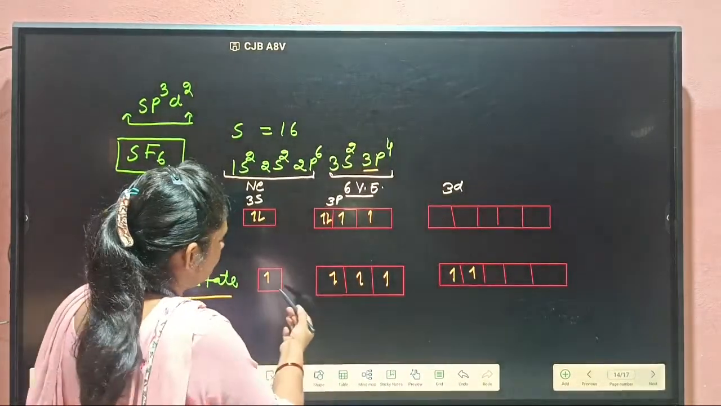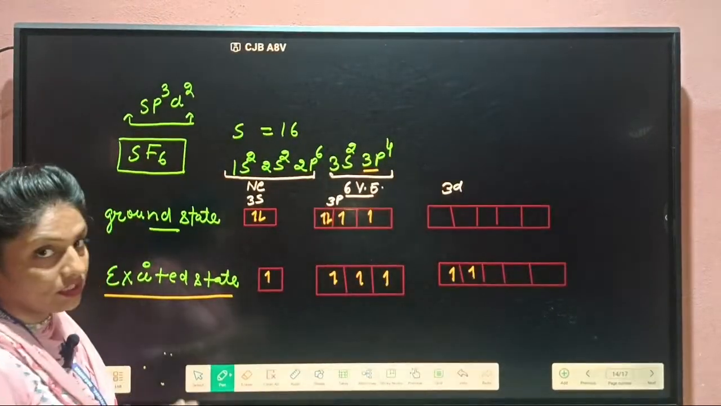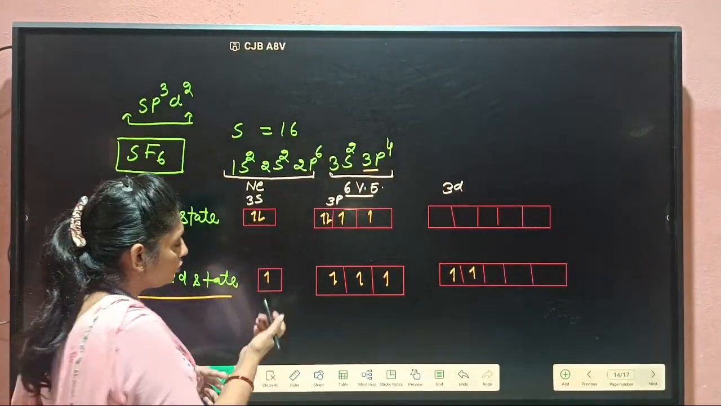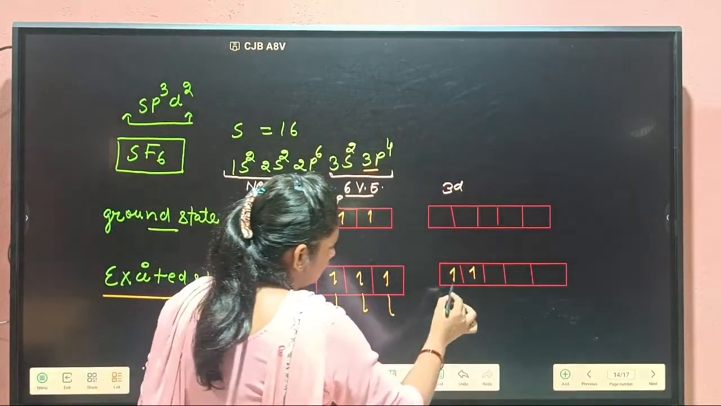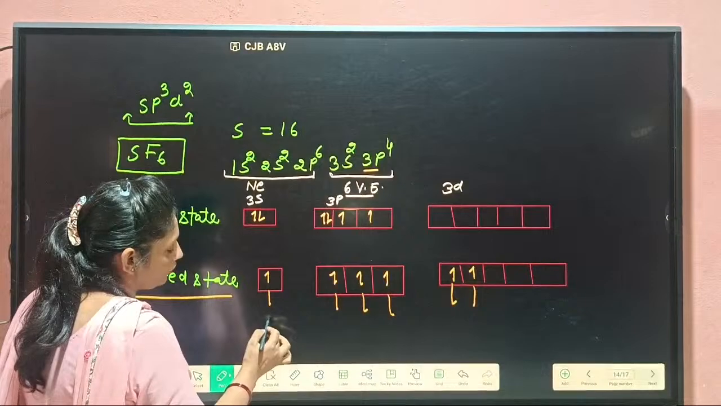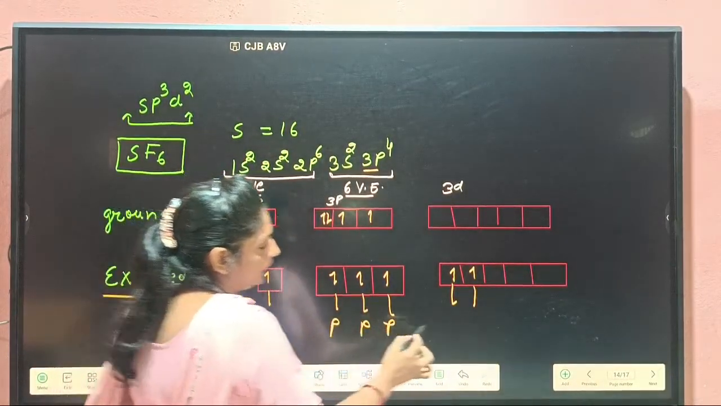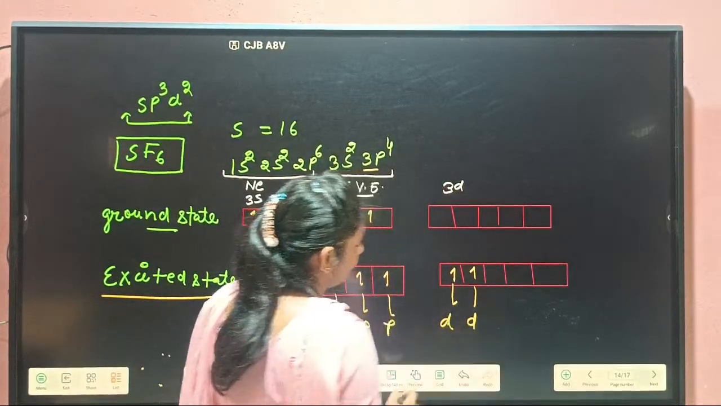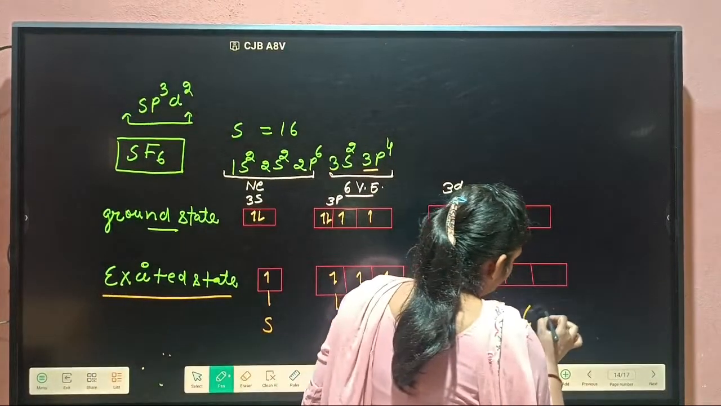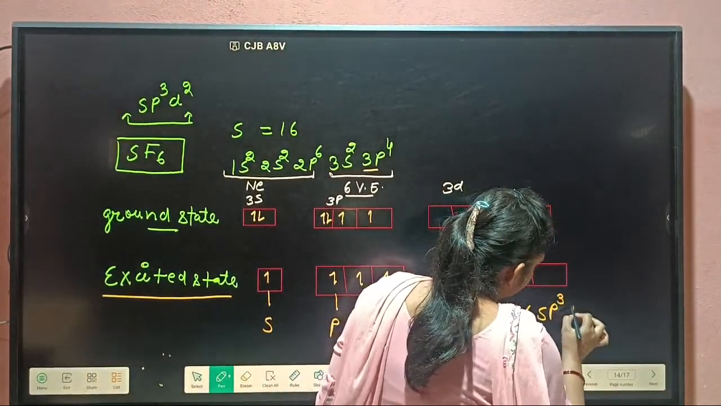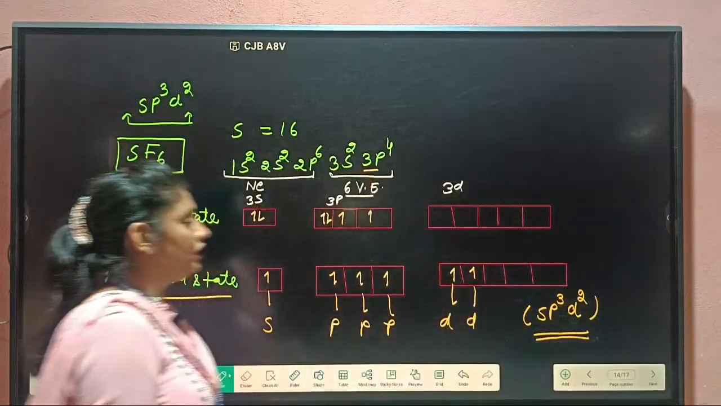Now you can see there are 6 unpaired electrons, which means it can form a maximum of 6 bonds. So these orbitals can all overlap: 3s, 3p and 3d. So students, the hybridization will be sp3d2.